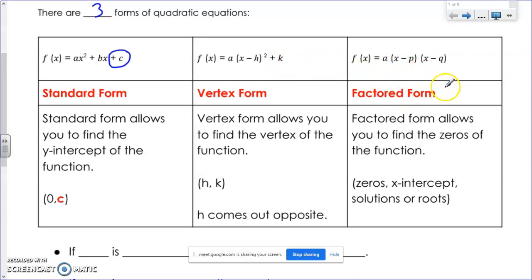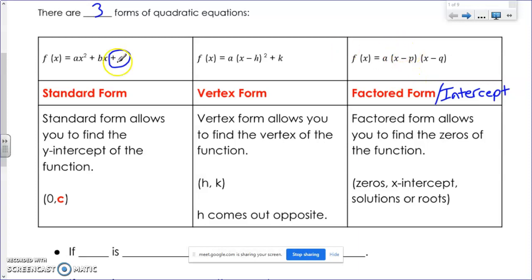Okay? This is factored form. Sometimes you will see it online, it's called intercept form because it allows me to find my x-intercepts, my zeros, my roots, my solutions. Okay, and this is what we've been doing up until today. We have been working in factored form. We've been factoring and finding those zeros.